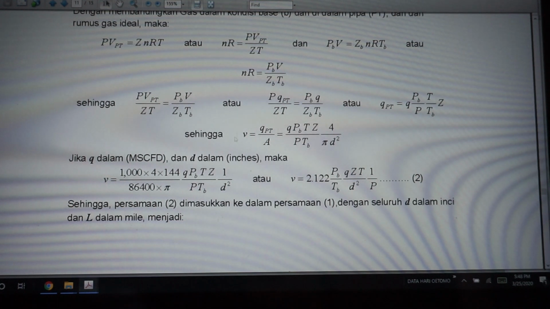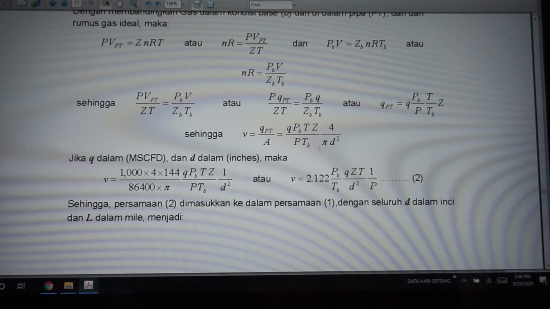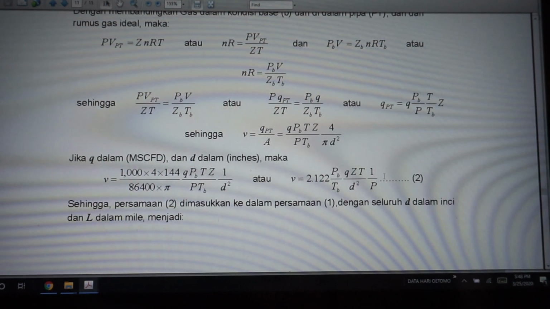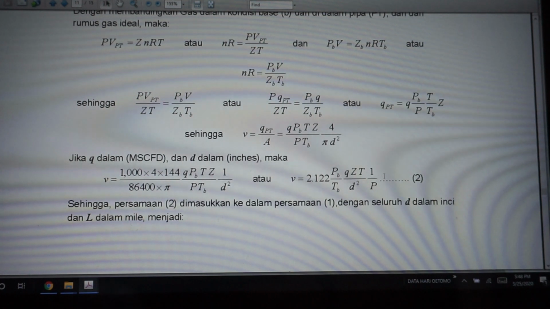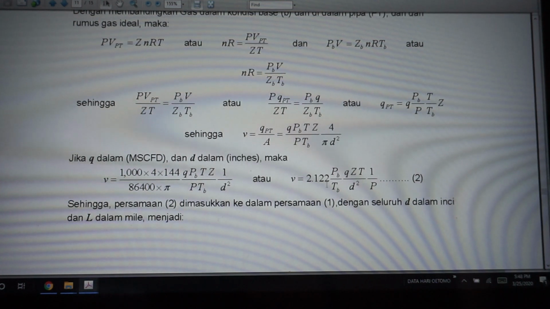And we want feet per second. So if we plug everything in here, feet per second, 4, 144, everything is fine except just P and D square. So we end up with V equal to this equation. If we put Q in MSCFD and D in inches, D square becomes 144. Remember that we want inches, and we end up with this equation.